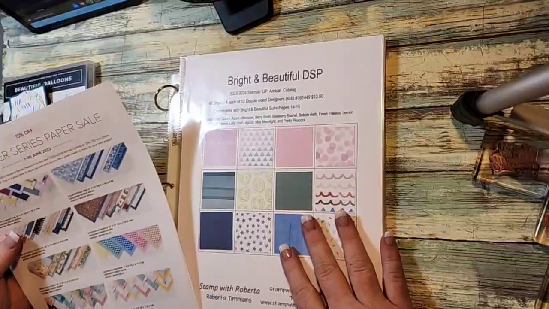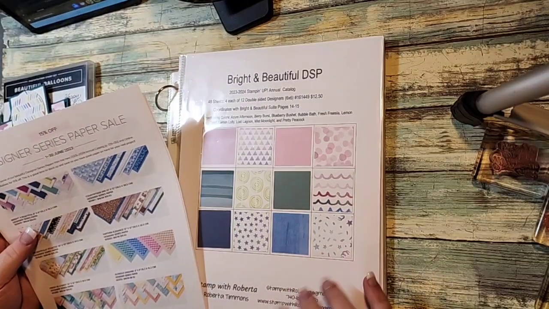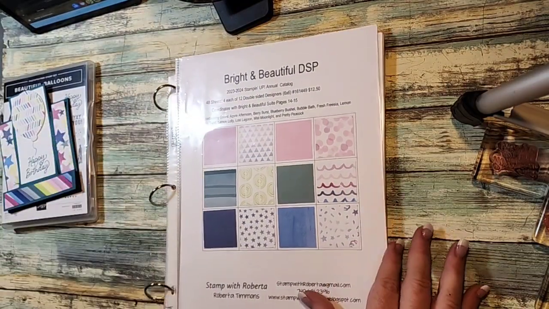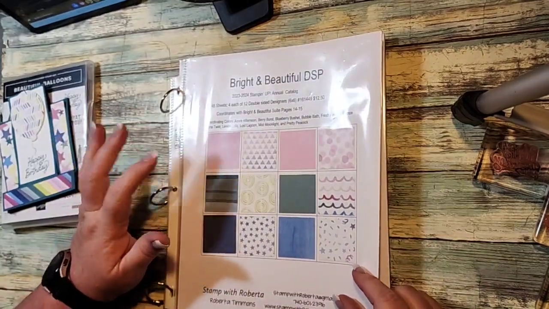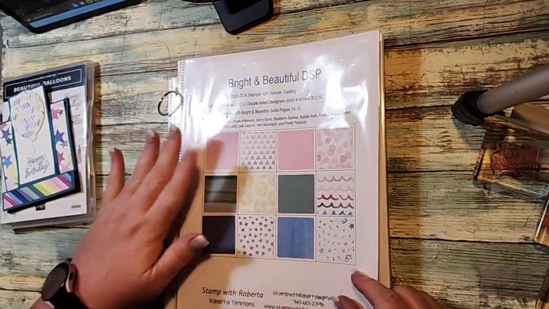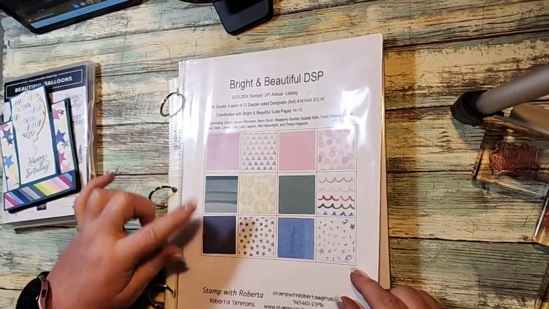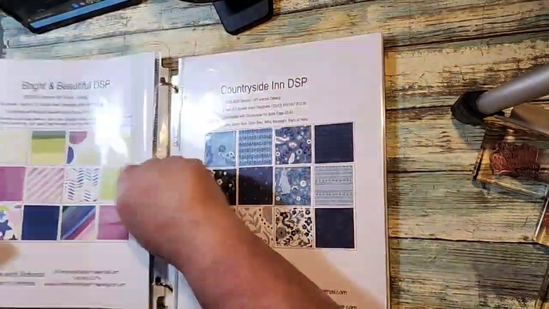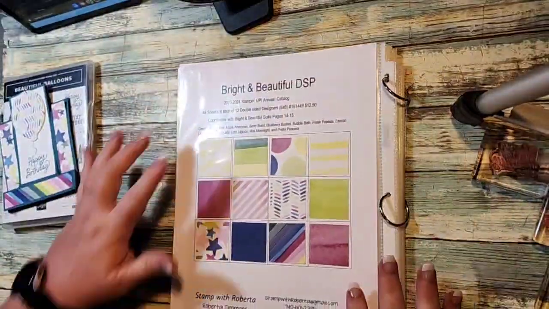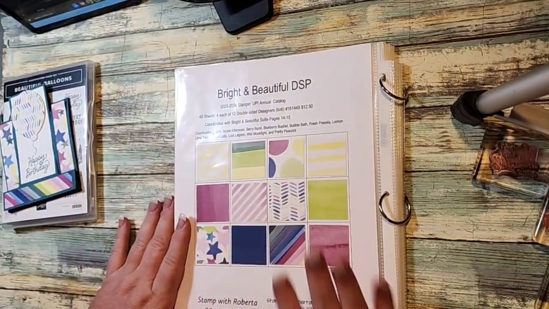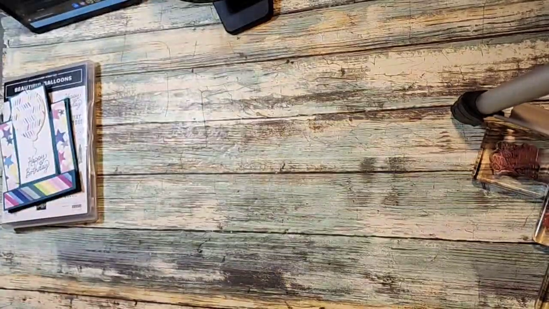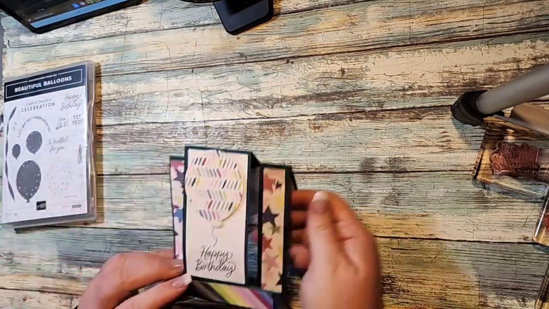Okay. So yeah, this designer series paper is regular $12.50. It's on sale for $10.62. Okay. So you get four each of 12 double-sided. So this is front and back. And you get, this is six pieces. And this is the other six pieces. Okay, so there's all 12 of them. And this is the paper we're using for today's card.